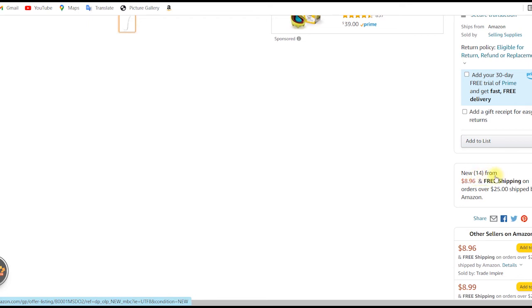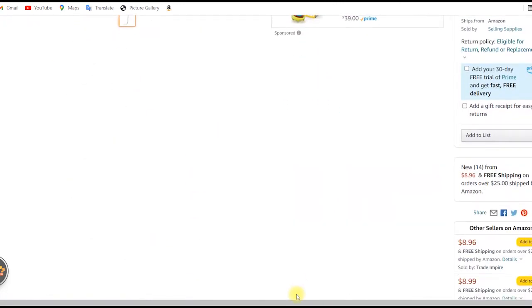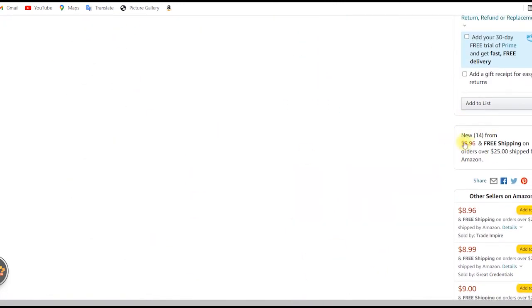And just below the buy box there are 14 sellers. We can see "new from". These are the sellers who are selling this specific product in the same listing, and the number of sellers is 14. So let's open them.